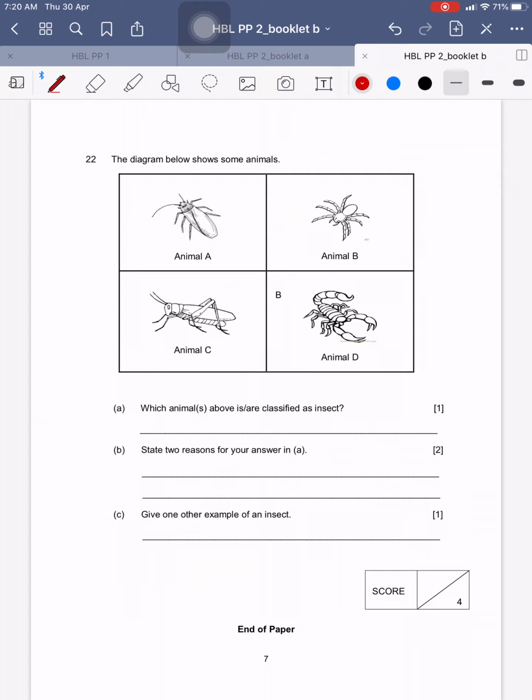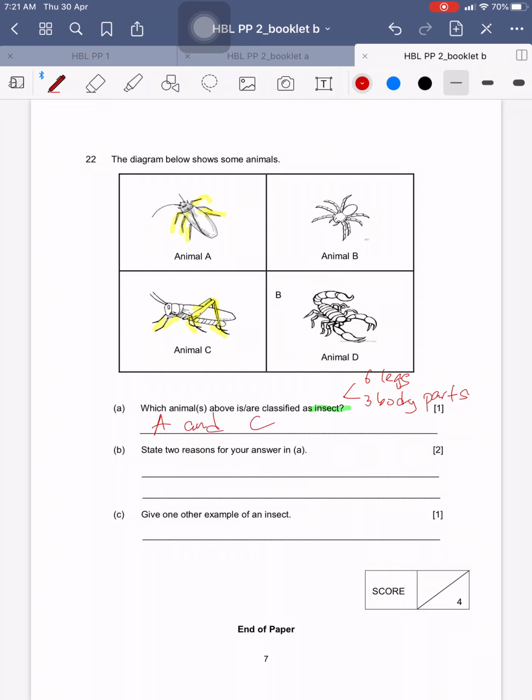Question 22. Now which animals above are classified as an insect? Now the key thing here, an insect has 6 legs and 3 body parts. So we just look out for 6 legs first. So we have 1, 2, 3, 4, 5, 6. Alright, this one is actually 1, 2, 3, 4, 5, 6. Now animal B and animal D are not insects because they do not have 6 legs. So we have A and C.